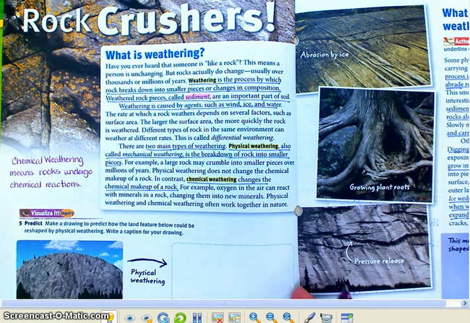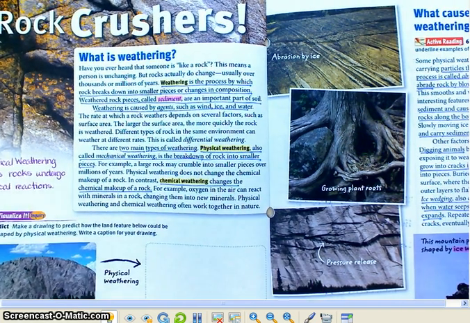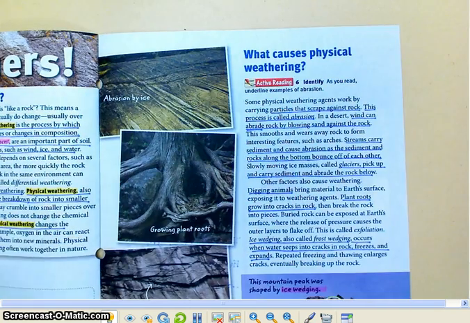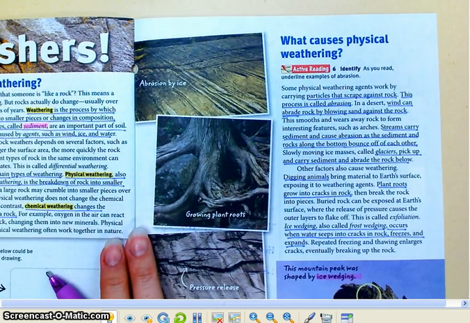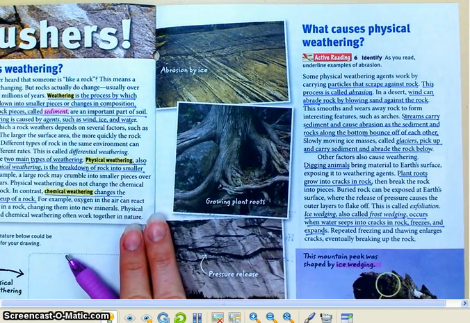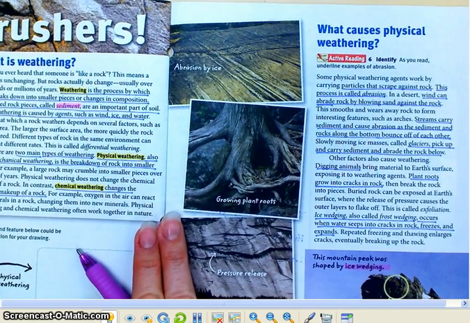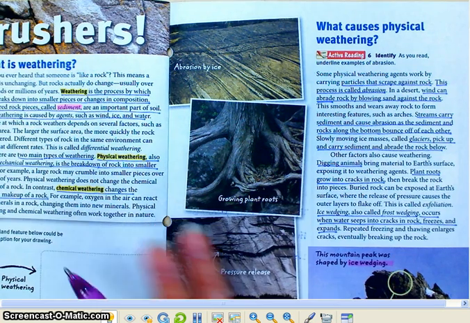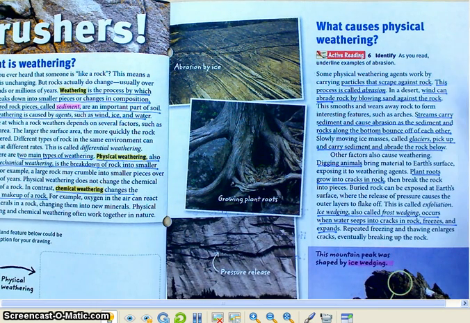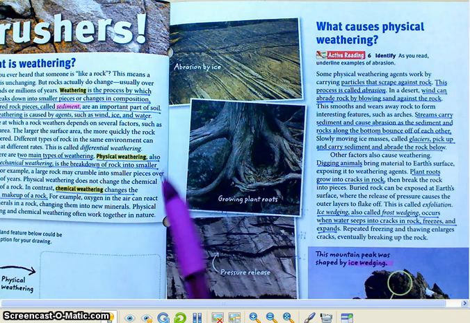All right. Over here, page 371, our topic is what causes physical weathering. I'm at the top of page 371, and there are several things that we're going to talk about that cause physical weathering. Remember, physical weathering is the breaking down of rock into smaller pieces.